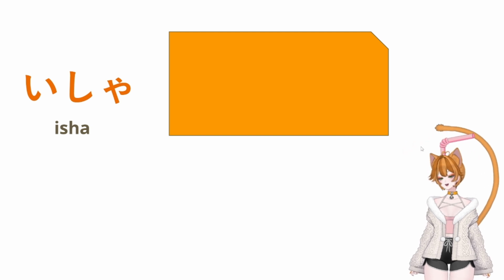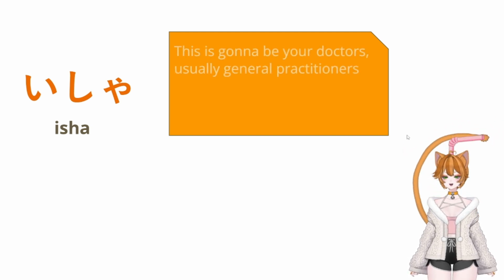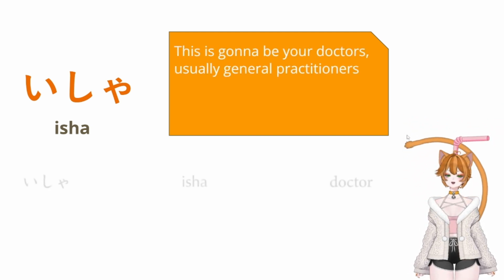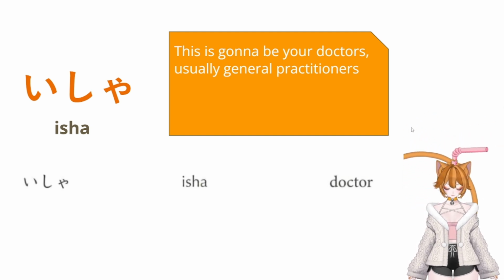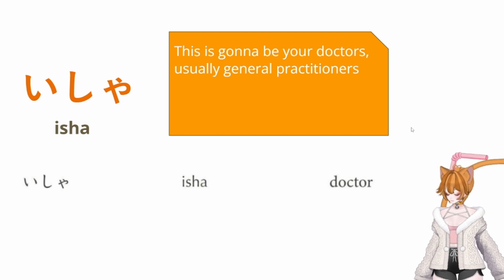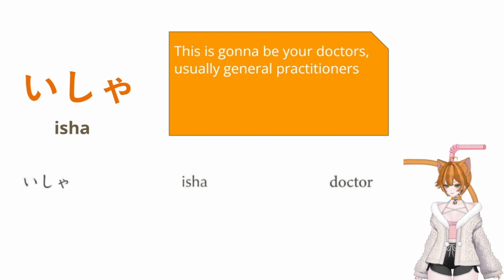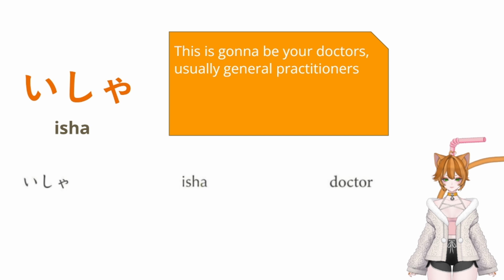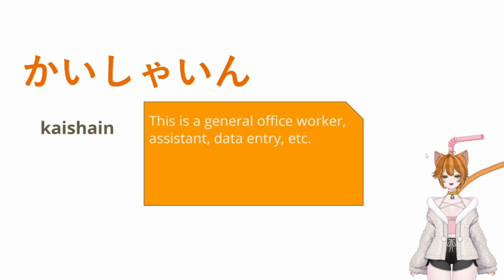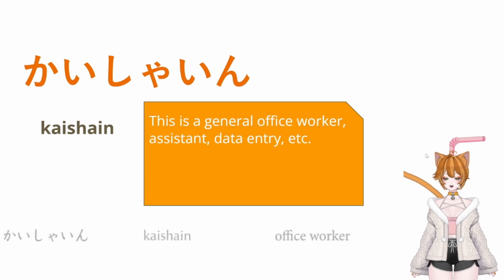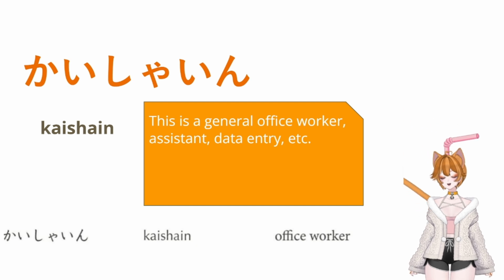Alright, our next one is isha. So isha is just going to be your doctors. These are usually going to be general practitioners. Our next one is kaishain. Kaishain is a general office worker, assistant, data entry, etc. I'm sure there's more specific terms, but this one just means office worker.